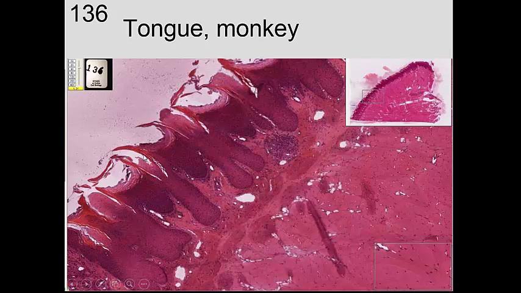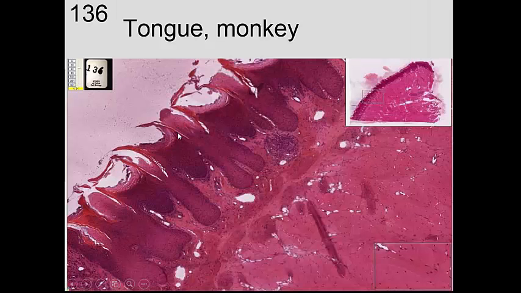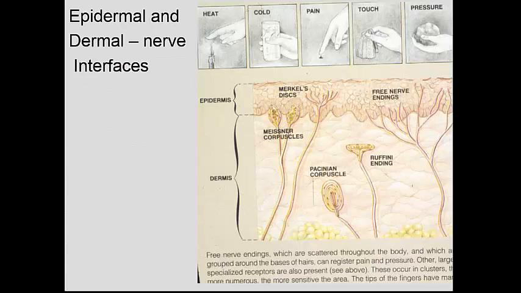And here we see the tongue of a monkey, and we see the filiform papillae projecting up through there. You can use the atlas to see the fungiform and the filiform. This is the one that doesn't have taste buds, and it's associated with moving the food under the teeth, which is one of the purposes of the tongue.